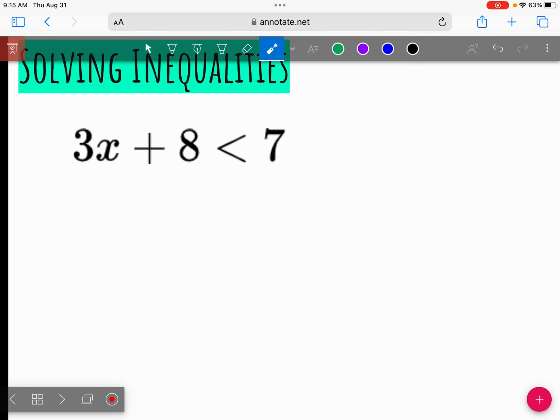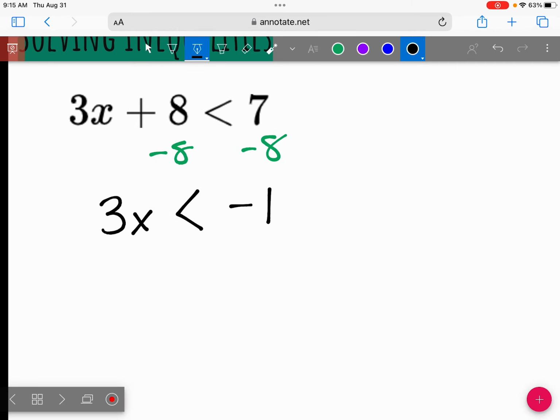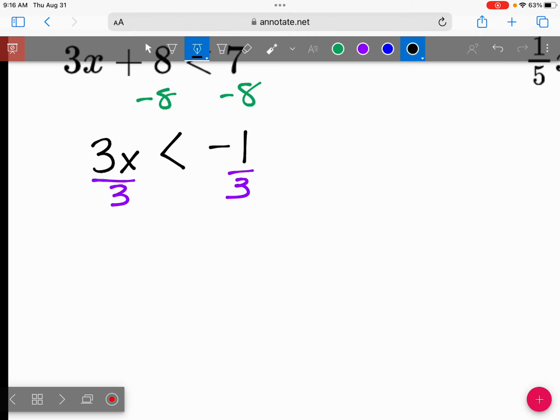All right. So let's look at this one. Starting out as simple as we can. Subtract 8 on both sides, and we get that 3x is less than negative 1. Get x by itself. Divide by 3, and we get that x is less than negative 1/3.